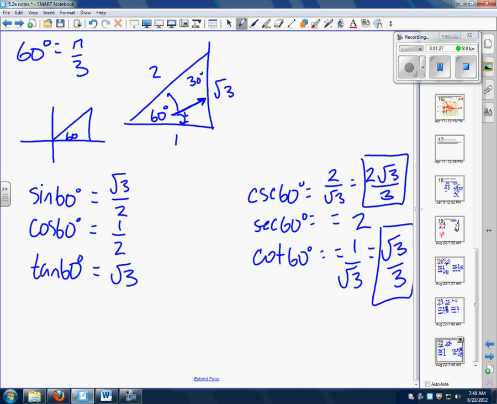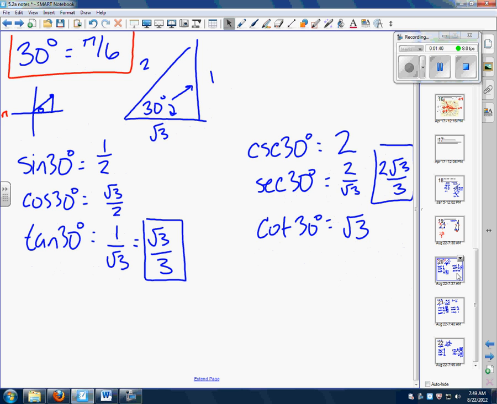Okay, take a look at what you see for 60 degrees. So cosine is square root of 3 over 2. I'm sorry, sine is square root of 3 over 2. Sine of 60 is square root of 3 over 2. Cosine of 60 is 1/2. Go back to what we had for 30 degrees. Sine's 1/2, cosine square root of 3 over 2.